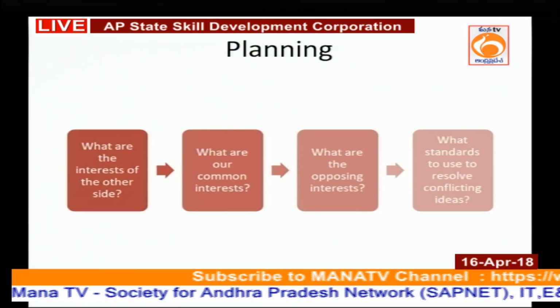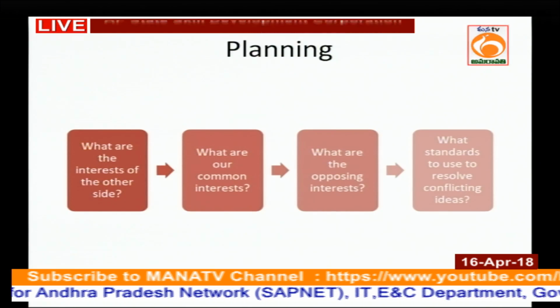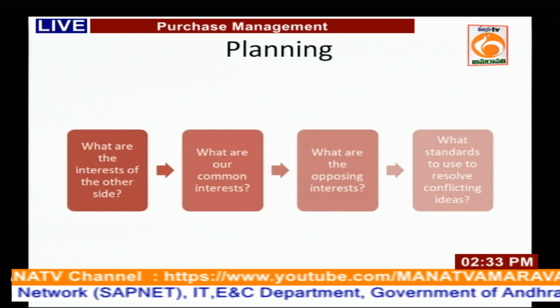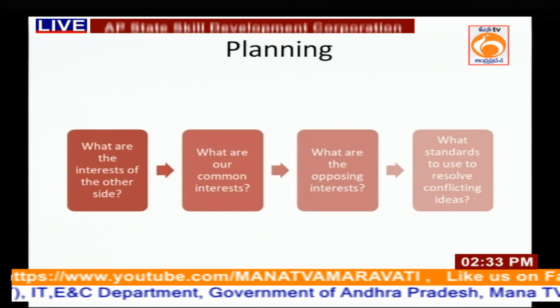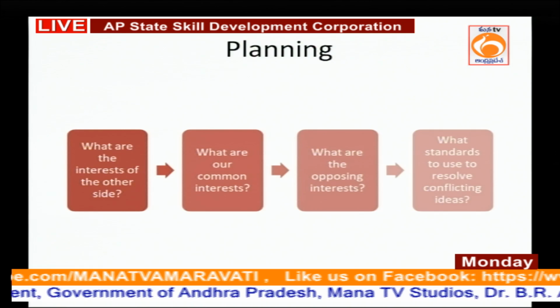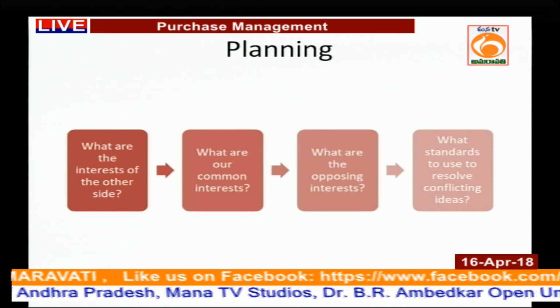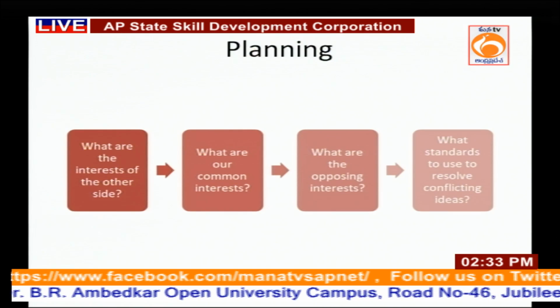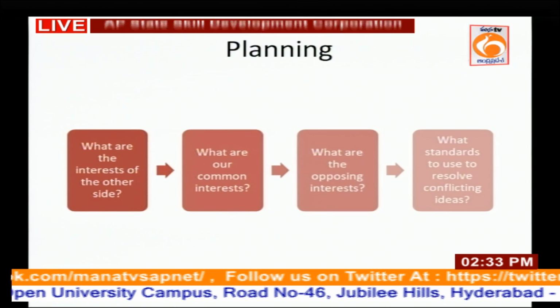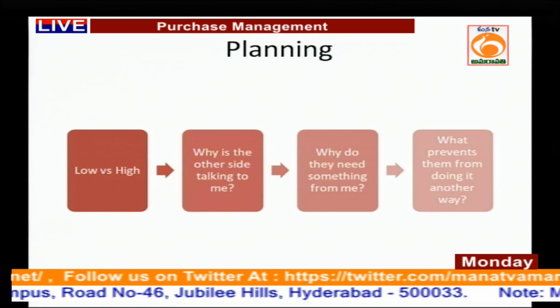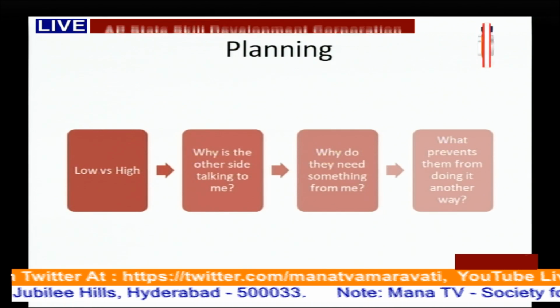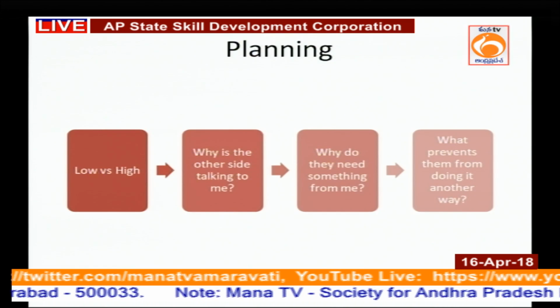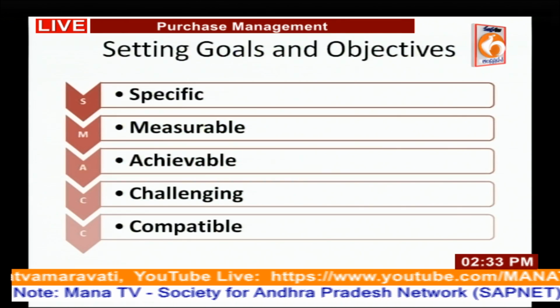Again, a few other points on negotiation. I should know what the other party is interested in. Are there any common interests? Are there any conflicting interests? What standard to use to resolve the conflict? In case there is a conflict of interest, how do I resolve it in anticipation? What is the other side telling me? Why do they need something from me, etc.